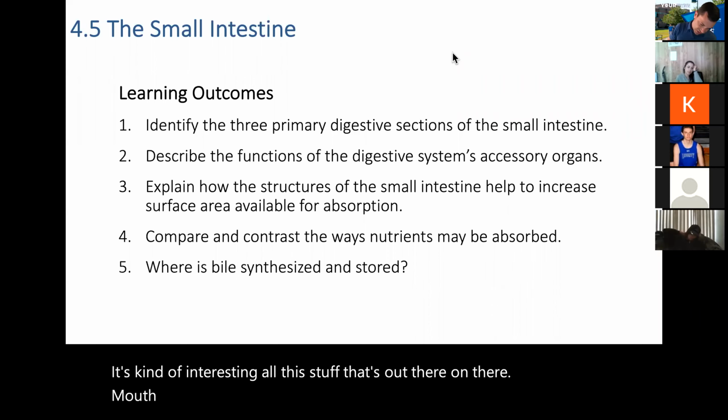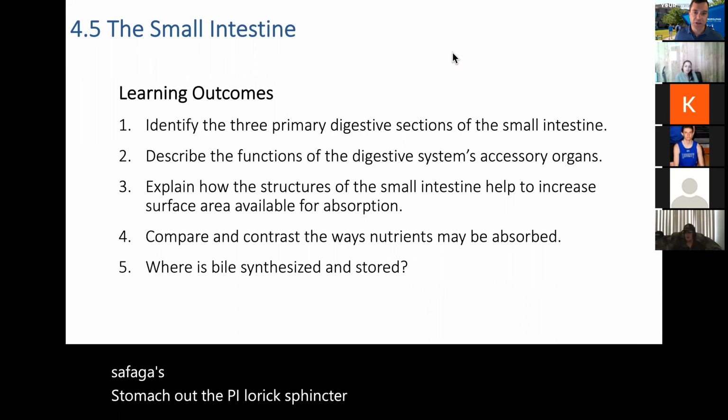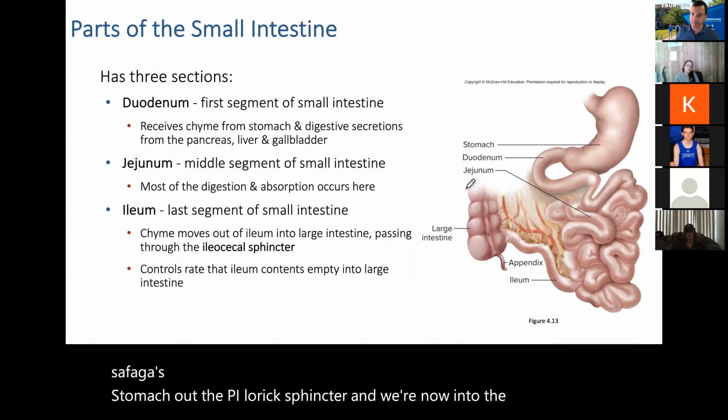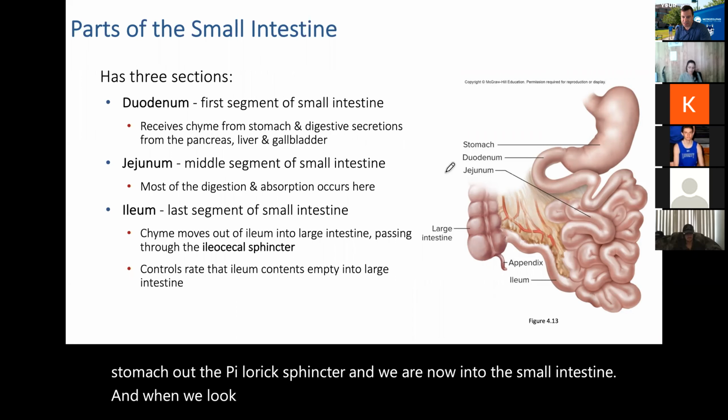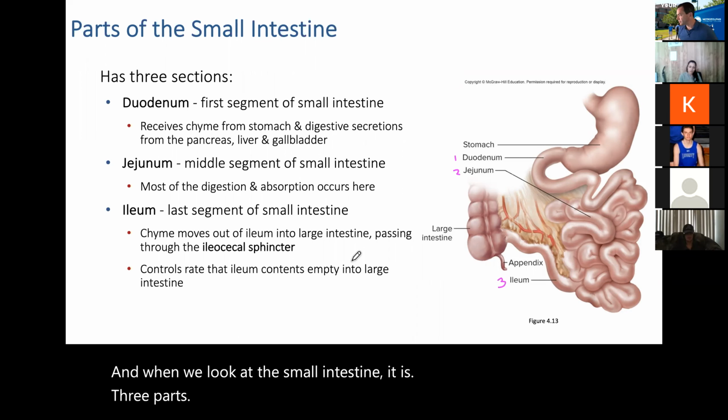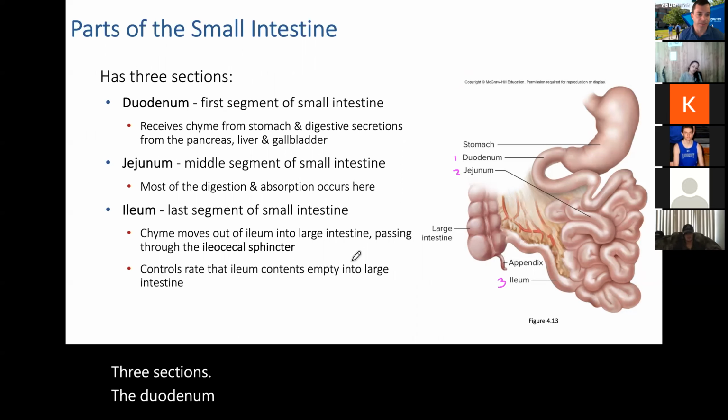Esophagus, stomach, out the pyloric sphincter, and we are now into the small intestine. And when we look at the small intestine, it is three parts, three sections: the duodenum, the jejunum, and the ileum. The duodenum is the first part. It's only about 10 to 12 inches.